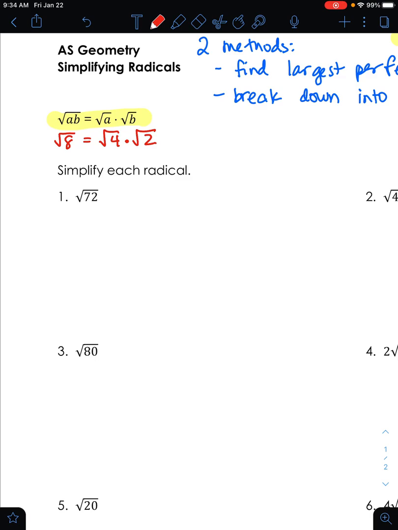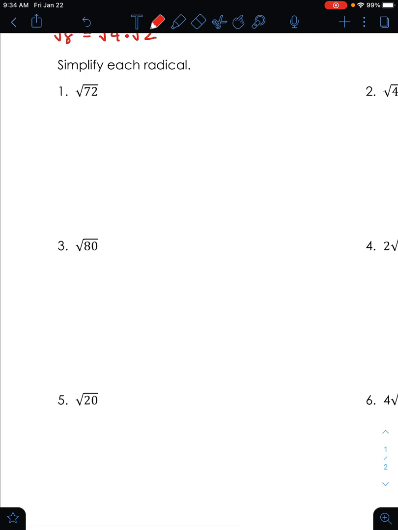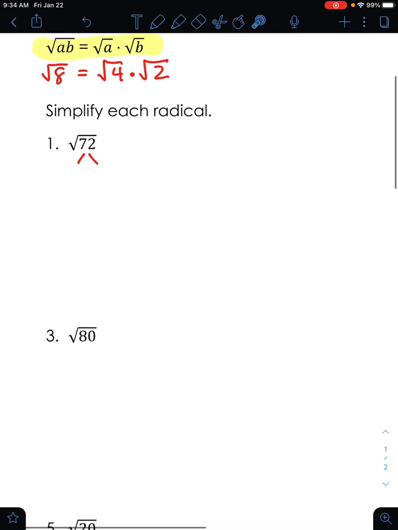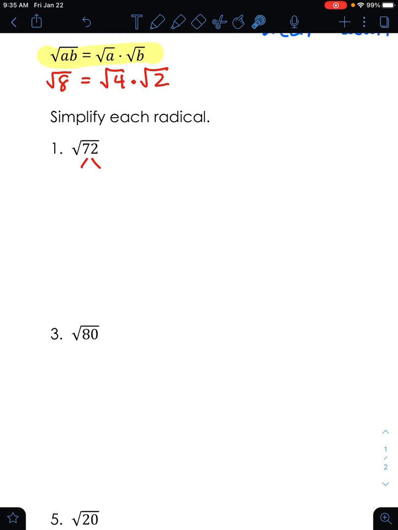That's what I'm going to do with method number 1, finding the largest perfect square. Okay, so 72. You could go about this several ways. You could take each of these perfect squares and see if they evenly go into 72. Or you could just start by saying, 72 divided by 2 is 36. 36 is a perfect square because it's 6 times 6. So one way to do this is to break this down into the square root of 36 times the square root of 2, because 36 times 2 goes back up to 72.